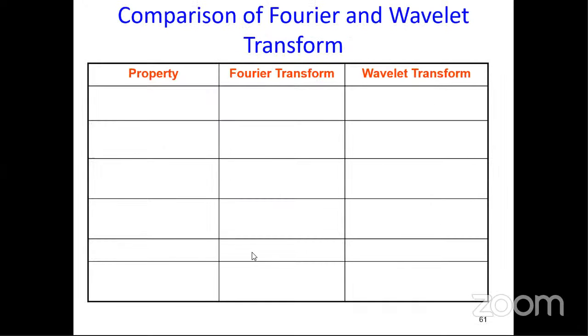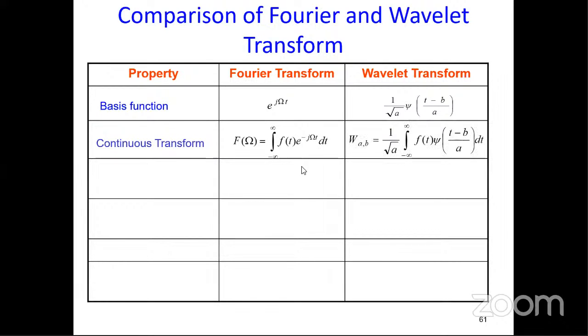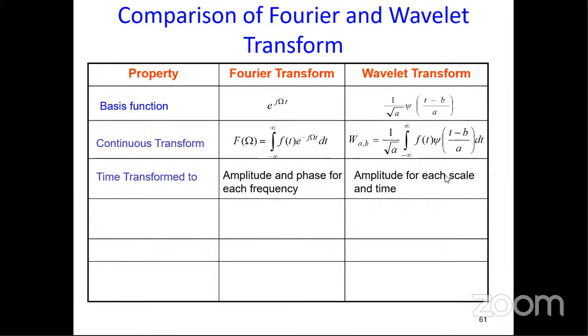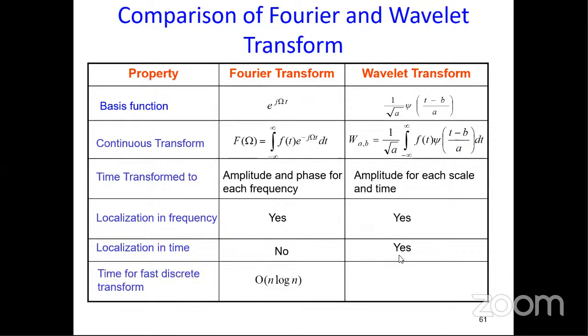Now we will try to compare these different transforms. The basis function is a complex exponential in Fourier, while here it is the mother wavelet. For the continuous transform, this is the expression. Time is transformed to amplitude and phase in Fourier transform. It is transformed to amplitude and scale in wavelet transform. Here we get very good time resolution. Here also I am able to get time resolution. Here I may not get any time information. Here definitely I will get both time as well as frequency information. The computational complexity is very low in the case of wavelet transform. That is the reason why it is widely explored by researchers.